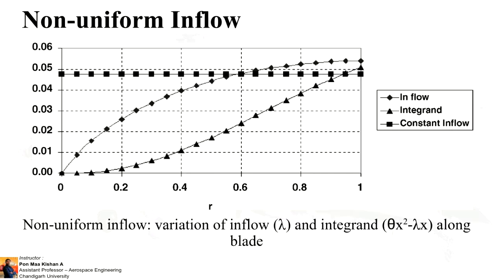Now we are going to see about the inflow, that is induced flow, where in the momentum theory as well as in the beginning of blade element theory, we have considered uniform inflow. That means constant inflow. You can see in this image. We have considered from 0, small r, to 1, that the inflow is common. The induced flow is common.